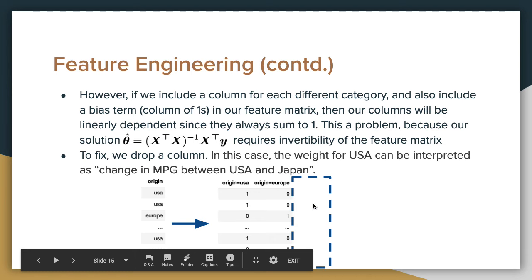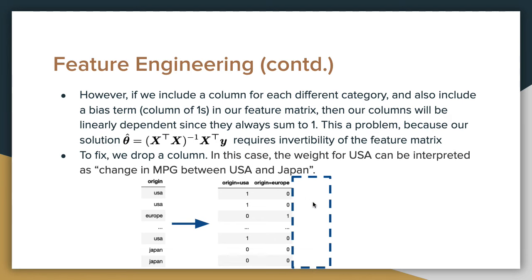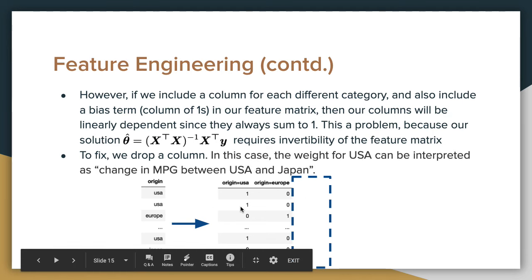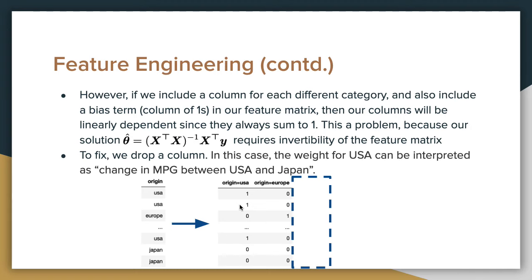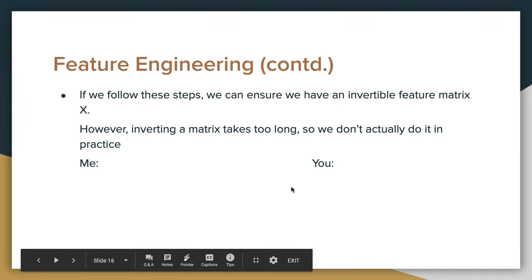I should add, dropping the last column is a convention, but anything I said could be generalized to origin equals either of the other columns, because you'd still be able to get these columns back from a linear combination of your bias column and the other remaining columns.